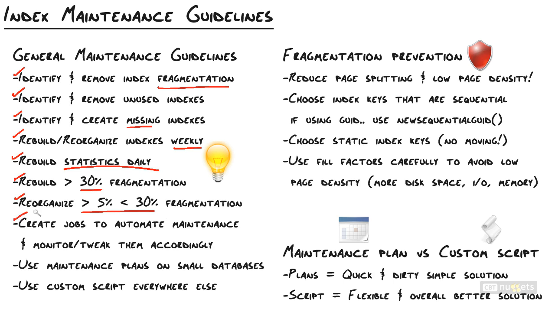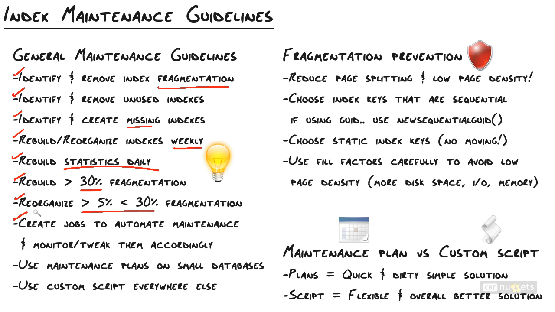Also, create a job to automate all this stuff. And not only just create a job, don't create a job and forget about it, but create a job and then monitor and tweak it. Our databases change, our users change, applications change. So the state of our data can fluctuate, and the state of our database fluctuates, obviously. So that's why it's good to monitor these to make sure that they're not taking longer than they should or something else isn't going on.